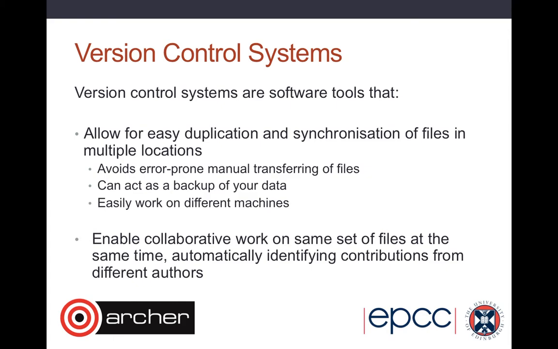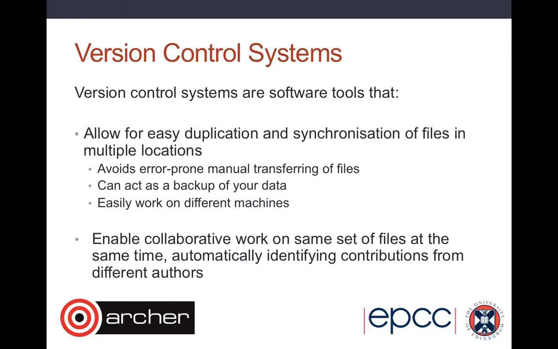Some of the other things that version control systems allow you to do is they enable you to easily duplicate and synchronize files in multiple locations. So they act as an alternative to manually transferring files. That saves you time, but it also avoids potential errors that you might make. For example, if you are manually transferring files from a work machine to a personal machine, or from one work machine to another, for example from Archer to your local machine, or vice versa, you need to remember which files are the right ones to transfer, which could just be a matter of checking your file names. But then of course your file names need to have been correct, and if you forgot to change that, then you've got a problem.